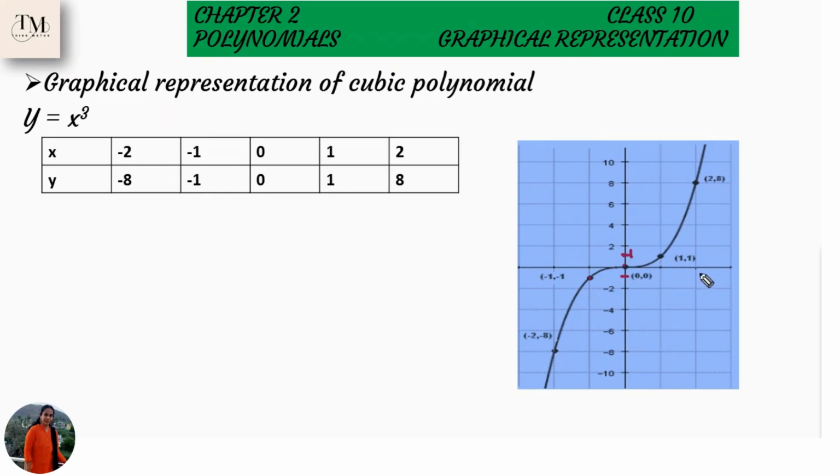Next 2 comma 8. So for the x-axis, 2 is here. We go up straight to 8. We can plot the point here, 2 comma 8. So if we join all the points, we get the curve in this form.